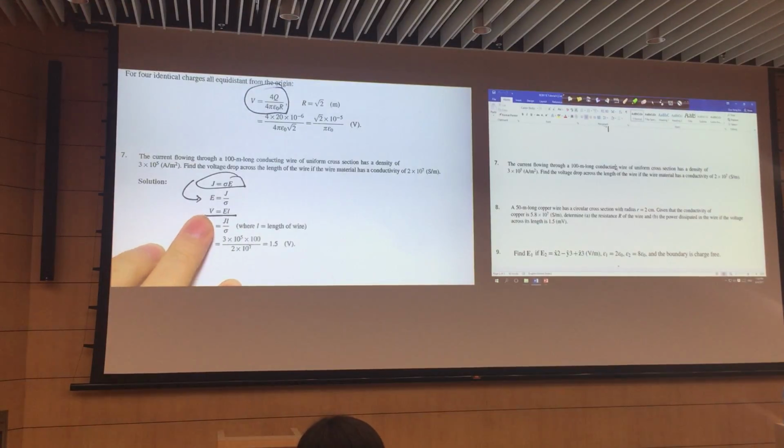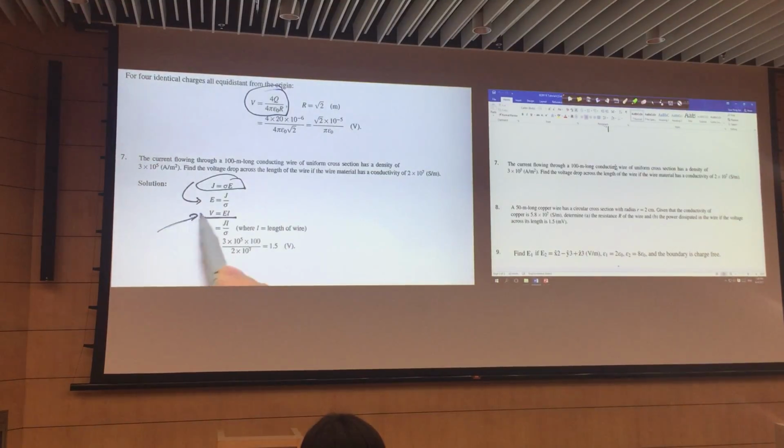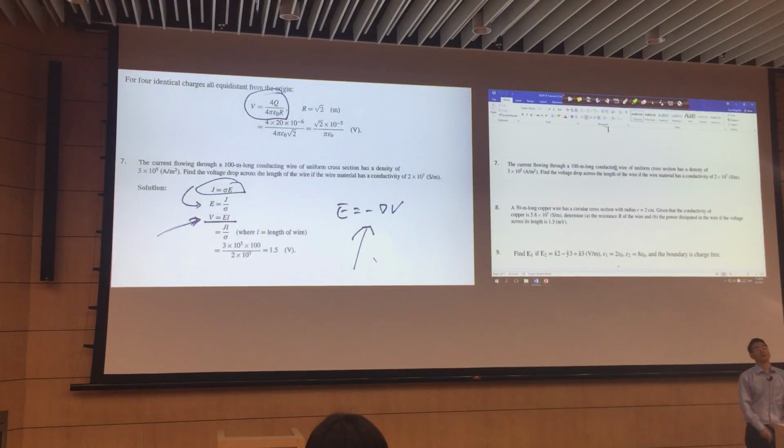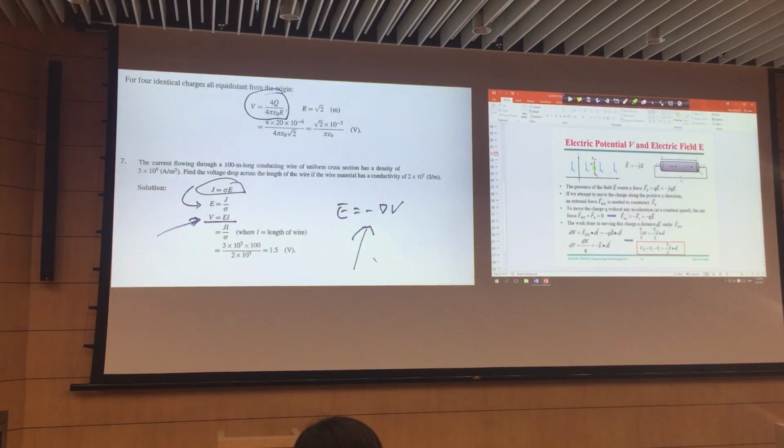Students also asked me what the voltage is. Here, for the simple case, previously we learned this as a set of tools to calculate the electric field. Sometimes it's easier to calculate the voltage, and then from the voltage you can obtain the electric field. The relationship between the voltage and the electric field is given here.